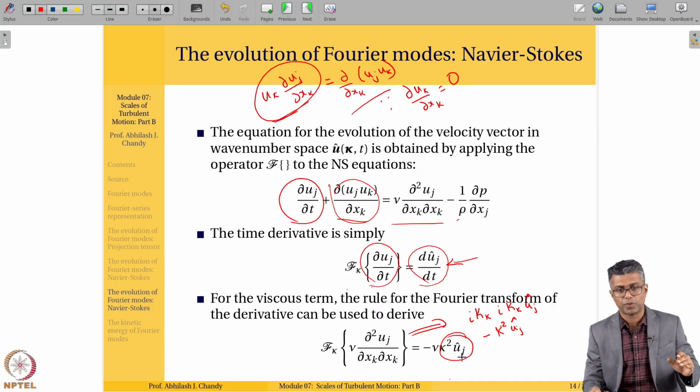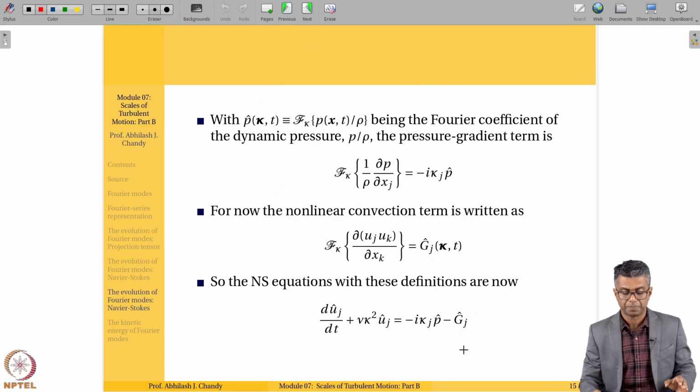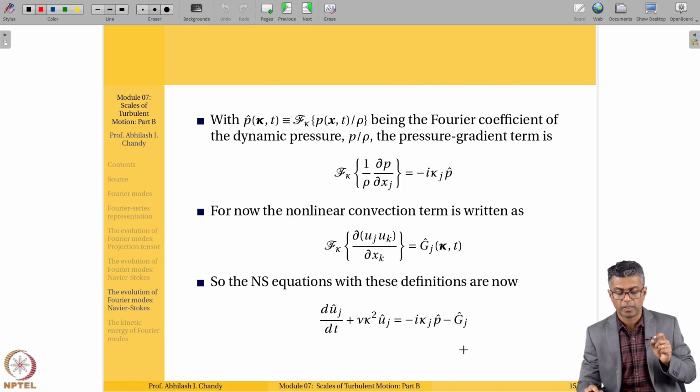So the time derivative was easy. The Fourier transform of the time derivative became equal to an ordinary or total differential d/dt of uj hat. And the Fourier transform of the diffusion term, of the viscous term, became minus nu kappa squared uj hat. Right? Let's go to the pressure term.